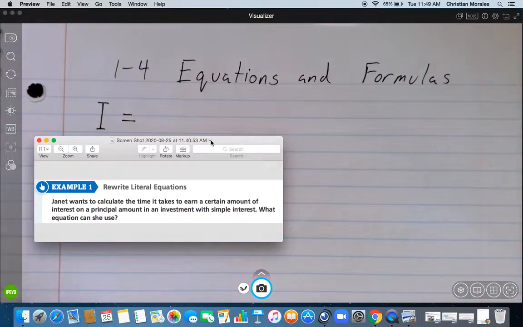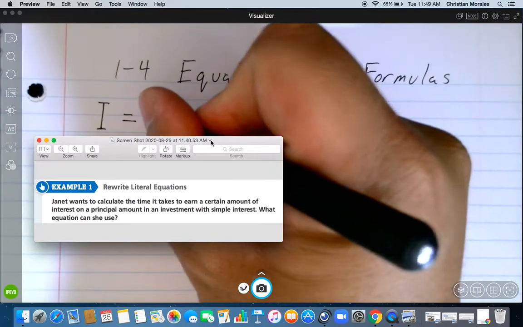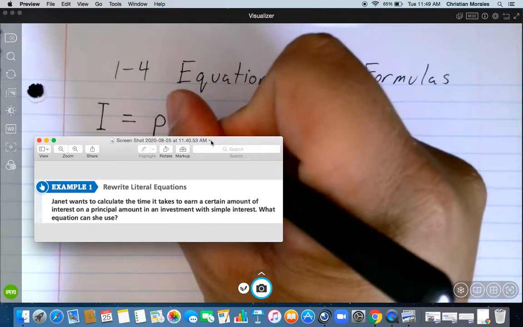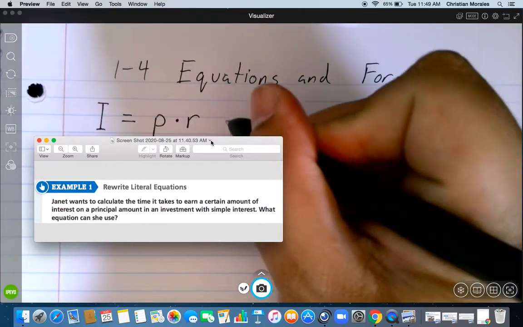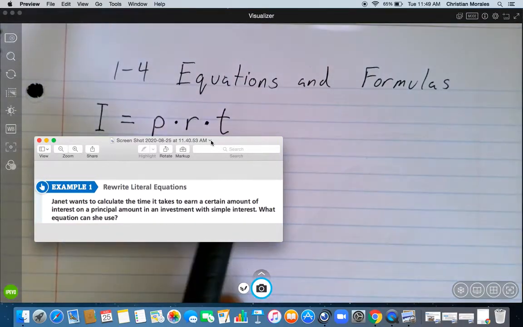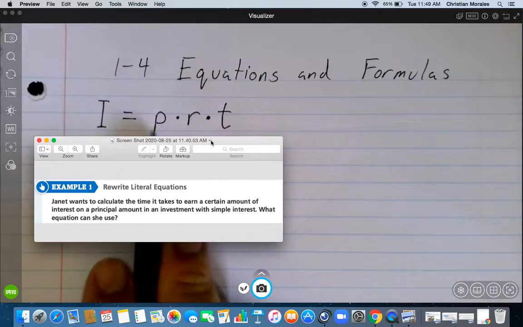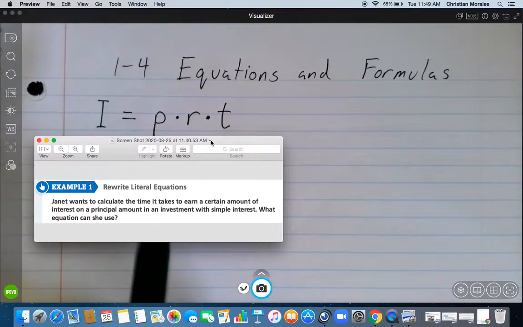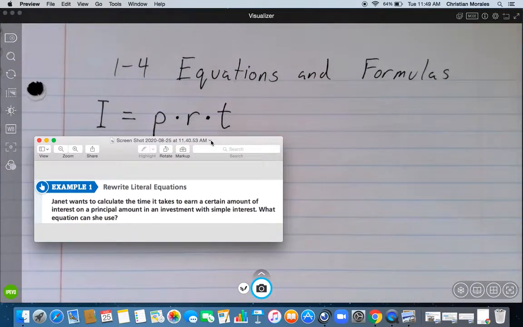The way you calculate interest is you put money into an account. We call that the principal, P. You multiply that by the interest rate, which is usually a percentage. And then you have to let that sit there for a certain amount of time. So when you go to a bank, how much money are you going to put in? What is the interest rate and how long is that account open for? That'll calculate the interest for this problem. So she wants to calculate the time it takes to earn that certain amount of interest.